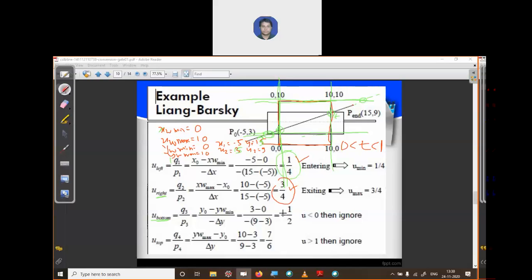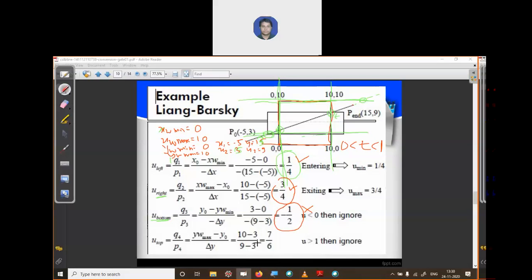The value of minus 1 by 2 is not between 0 and 1, so we'll ignore this value. It will intersect your bottom boundary, but it will be outside of your clip window, so we will not consider it. We will just ignore this value. When the value is not between 0 and 1, we will ignore.